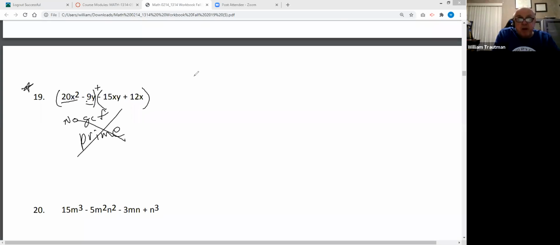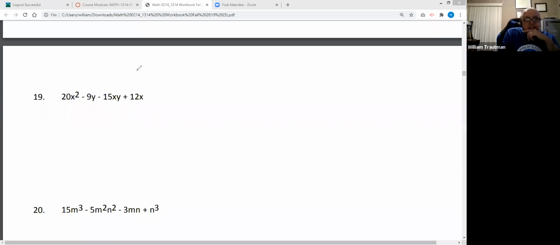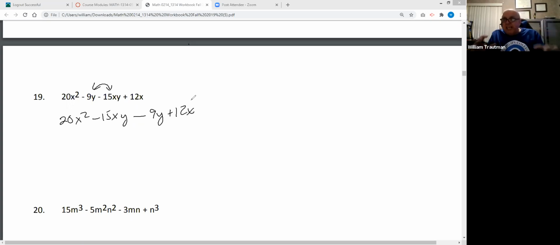What you have, remember, I had mentioned this. I know not many people were really listening closely, but I had mentioned that if you end up where you can't factor out a GCF, try to rearrange the terms. So I'm just going to switch two terms and see what happens. 20x squared minus 15xy minus 9y plus 12x. So I just switch two terms and see if I can find a GCF now.